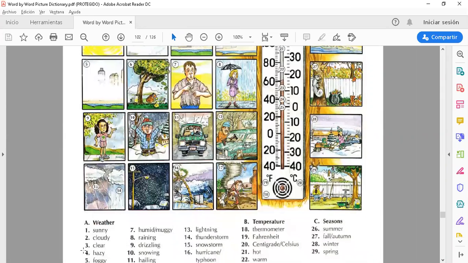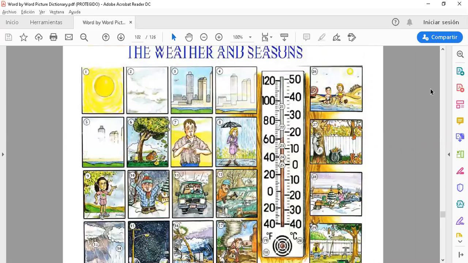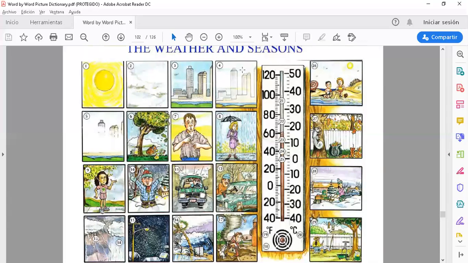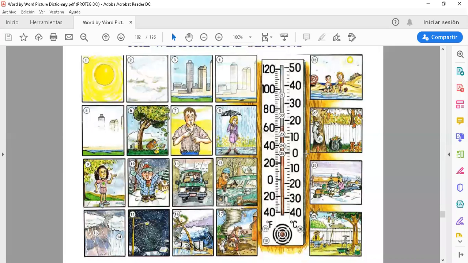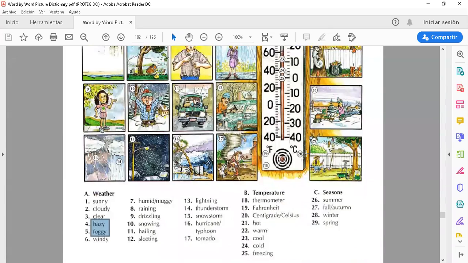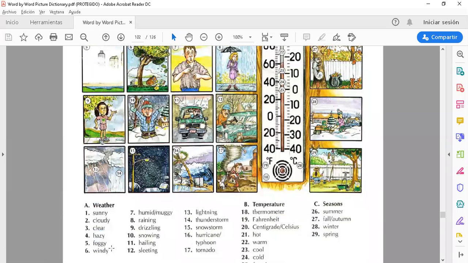Now, hazy or foggy? ¿Qué creen que significa hazy? Esto no es nublado. Como que hay un poco de neblina, como cuando nos despertamos que está un poquito. Pero ya cuando está súper que no se puede ver, se dice foggy. Fog significa neblina. Entonces, foggy significa que hay mucha neblina.